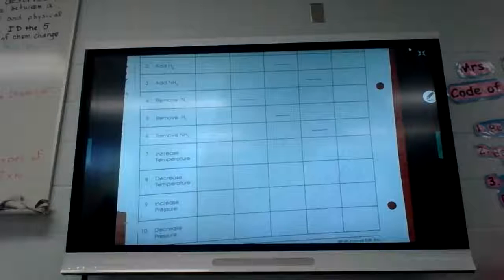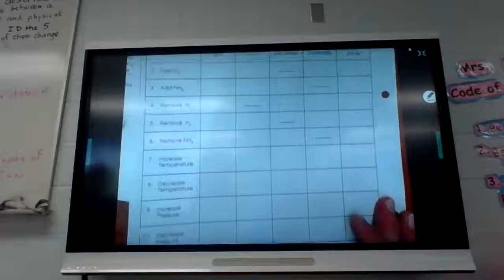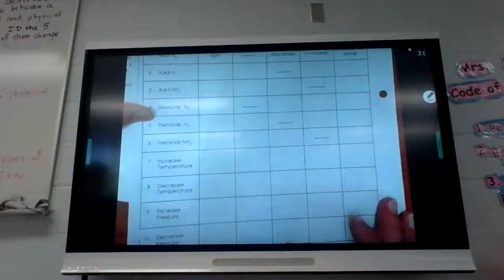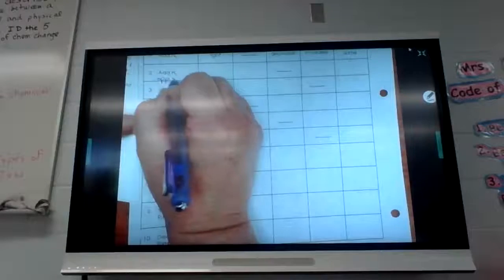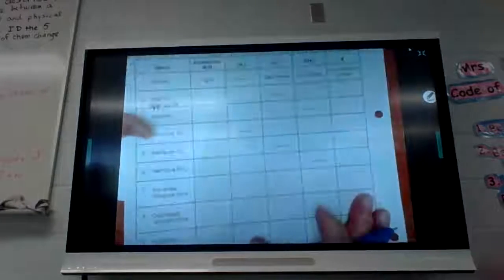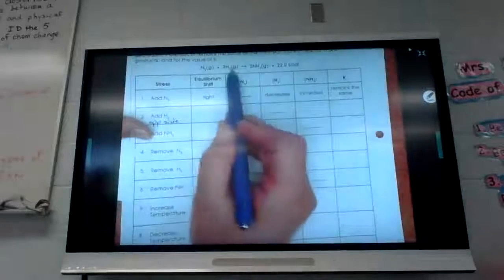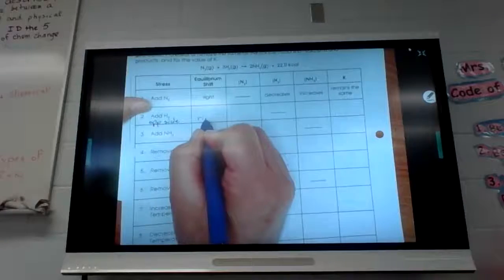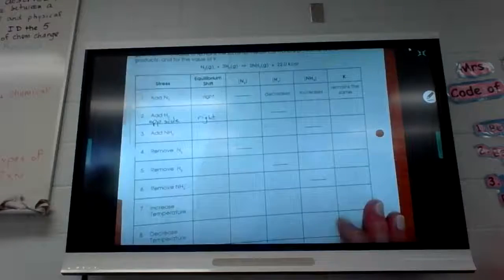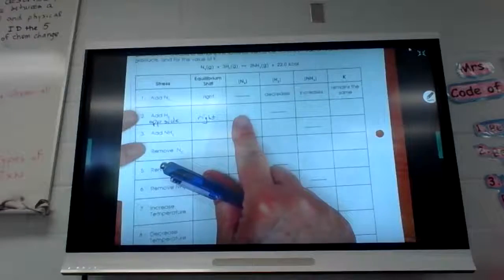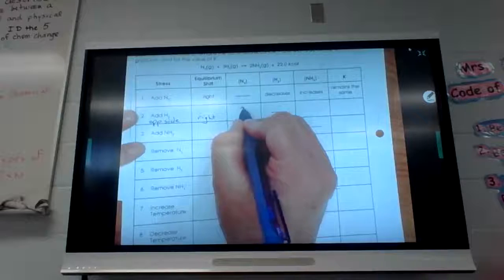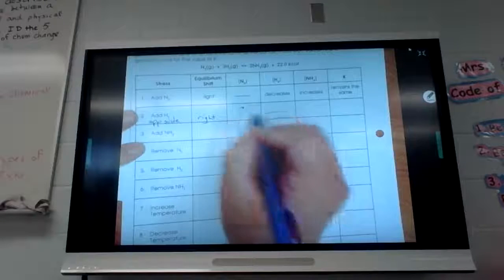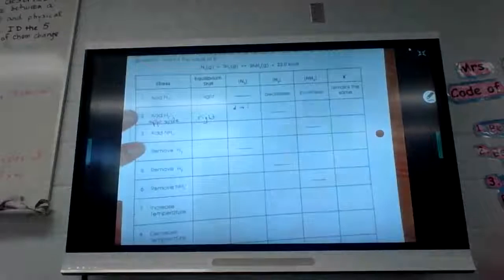Now, if we look at number 2, if you add H2, what's the rule? Same side or opposite side? All right, so you got to know the rules of the opposite side. When you look at the equation, H2 is here, so the opposite side would be the right. So we're going to the right. What's going to happen to our concentration? We go to the right, this side will increase, this side will decrease, right?